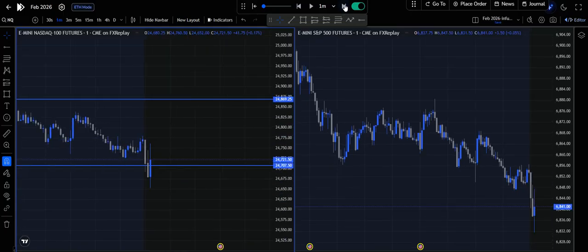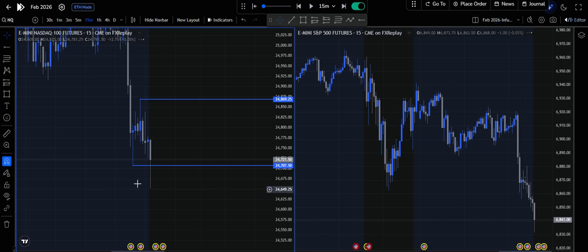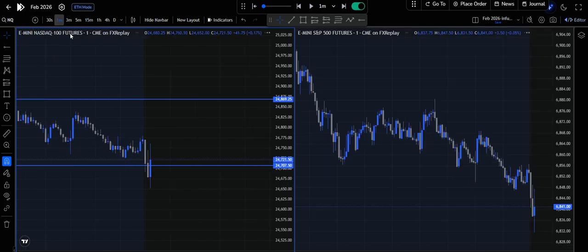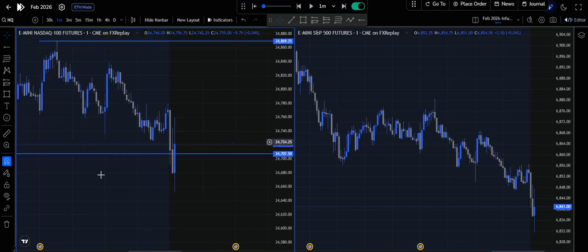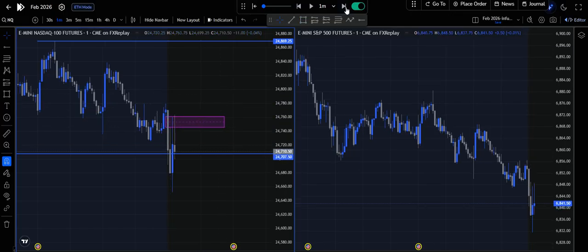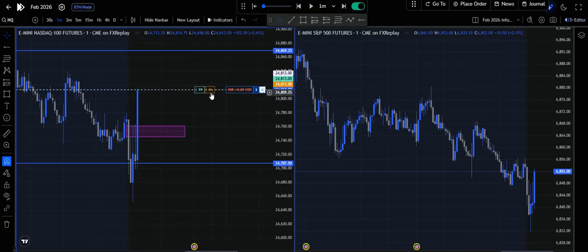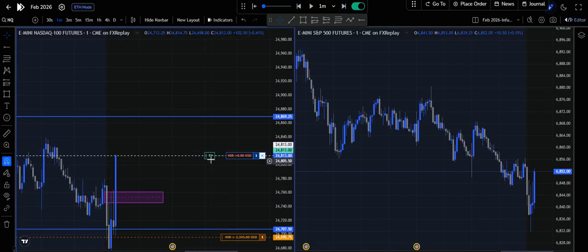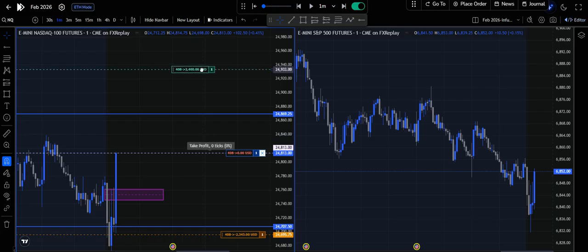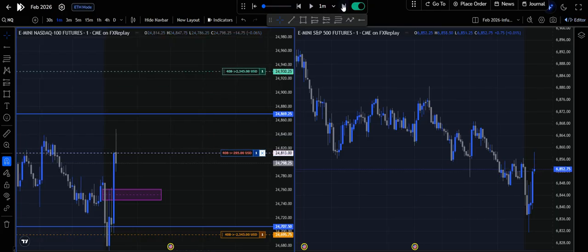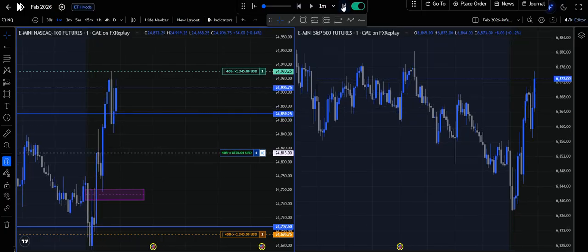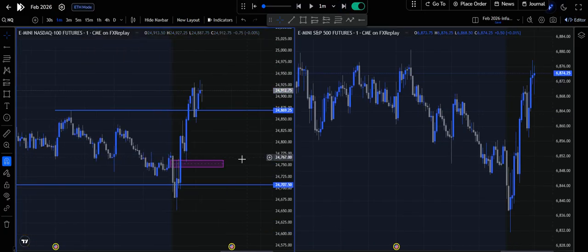Okay, we took it out. Yeah, we just took them out. We'll see what happens. So this is still a turtle soup. It didn't wick the draw, but when it reacts like that, it's fine. 50%. There's that strong displacement. Stops below there. Target your 1-to-1. TP hit. Okay.